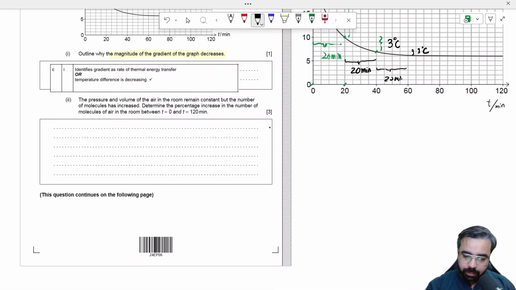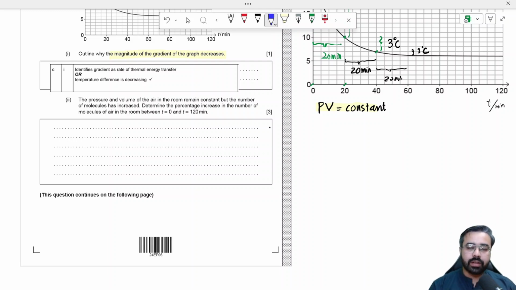Now the next question: the pressure and the volume of air in a room remain constant. So if the pressure and the volume are constant, it means that PV is also constant, right? That is understood. But the number of molecules has increased. How much? With what percentage they have increased, we don't know. Determine the percentage increase in the number of molecules of air.